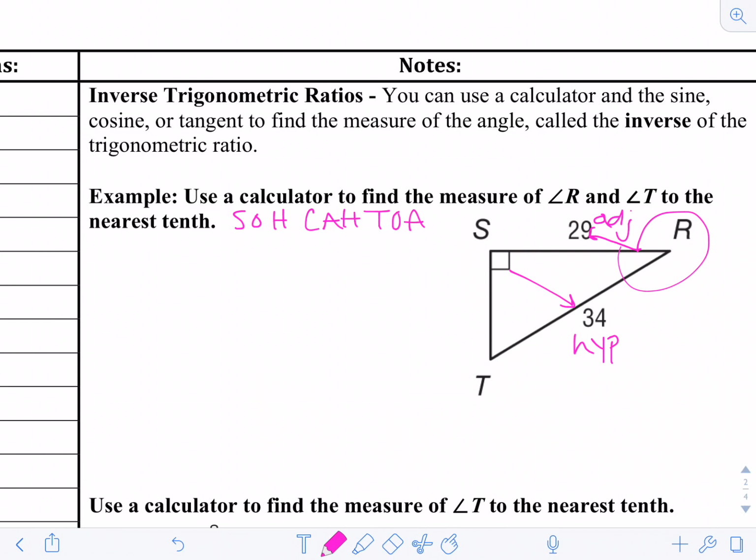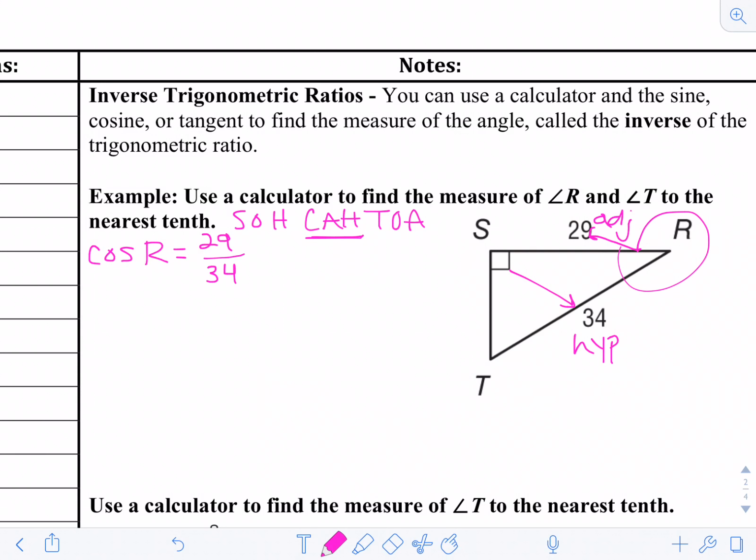If you need to, you can write down SOHCAHTOA, and you want to see which one of these we want to use. You have adjacent and hypotenuse, so that's the A and H. The one that has that is cosine. So we're going to use cosine. Cosine of this angle R is equal to adjacent over hypotenuse. Adjacent is 29 and the hypotenuse is 34.